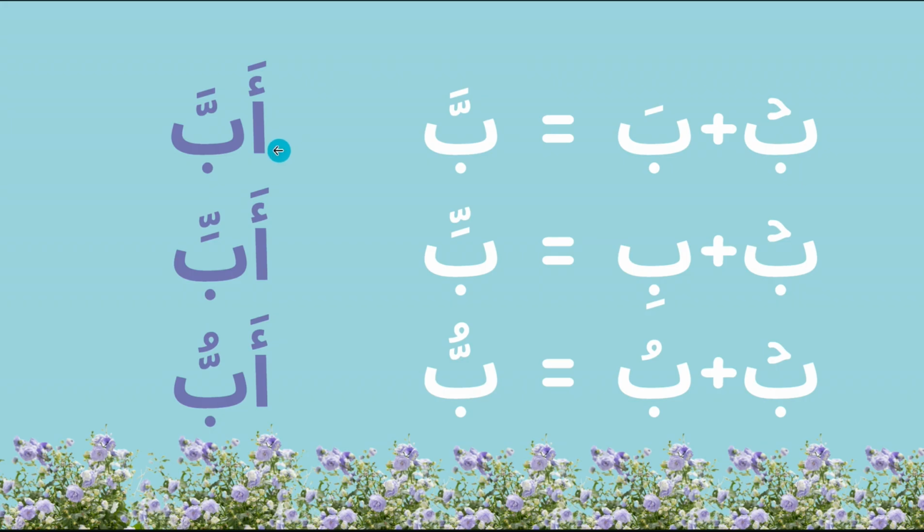So let us pronounce this one. It's a hamza fatha ba sukoon. How are we going to pronounce it? Ab. And then ba fatha ba. So it's going to sound like this. Ab ba.